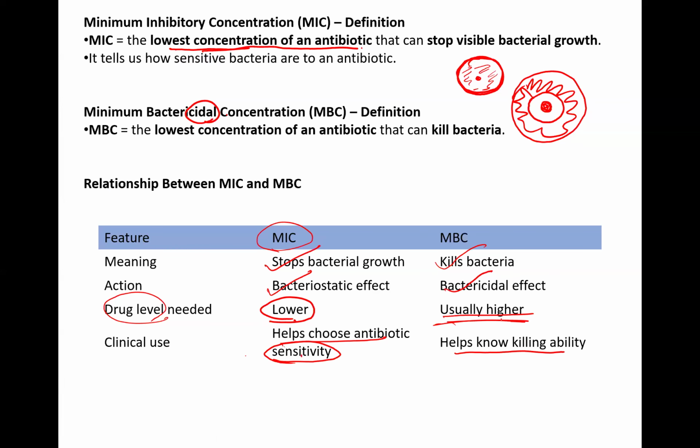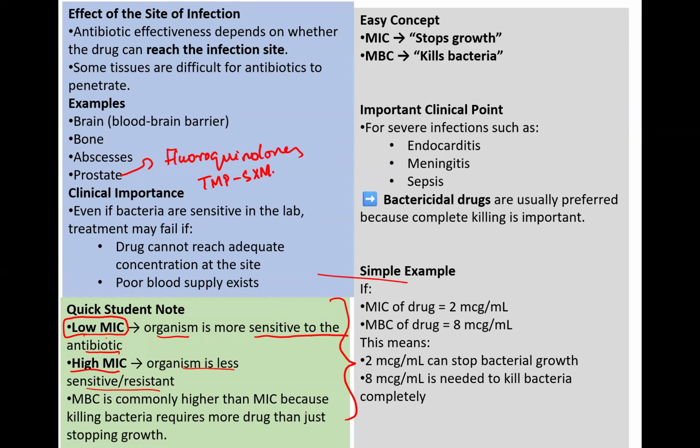We already discussed this. We need to have more concentration in order to kill the bacteria. So MIC stops the growth, MBC kills the bacteria. And for severe infections such as endocarditis, meningitis, sepsis, which is a multi-organ infection, we usually prefer a bactericidal drug because it is very important to completely kill the microorganism in these very severe situations.